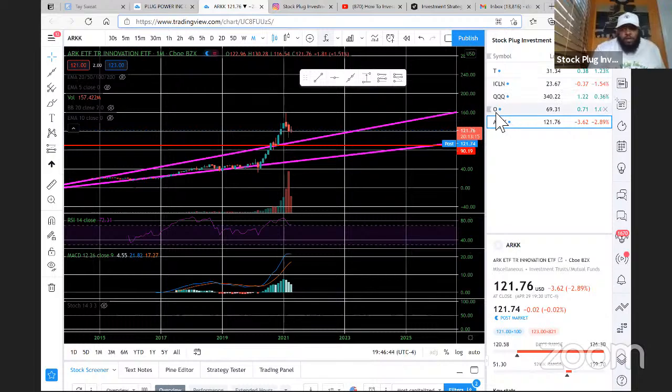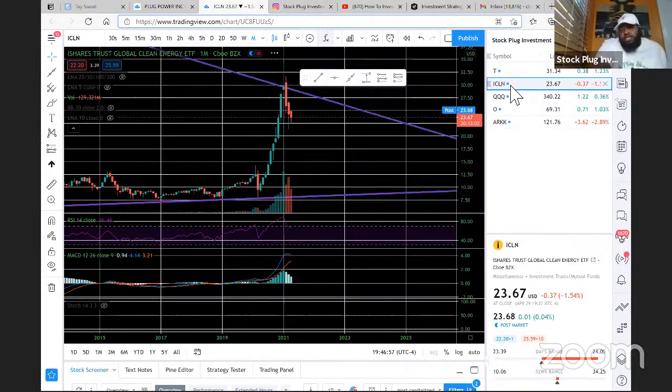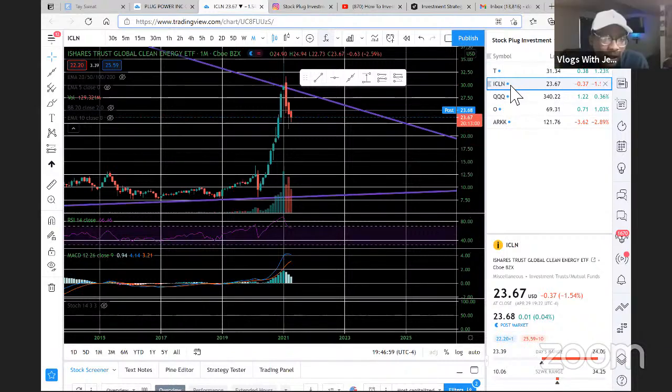Ticker for Realty Income is O. Ticker QQQ, the Tech Investment Trust. What's that? ICLN. That is the socially conscious ETF, I guess you'd call it. iShares, basically a climate change ETF. Socially responsible ETF.